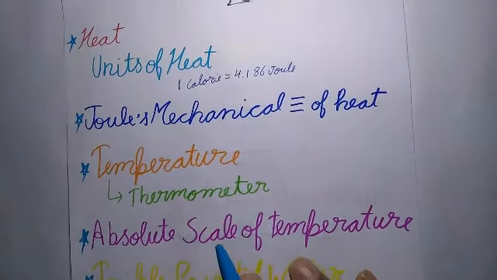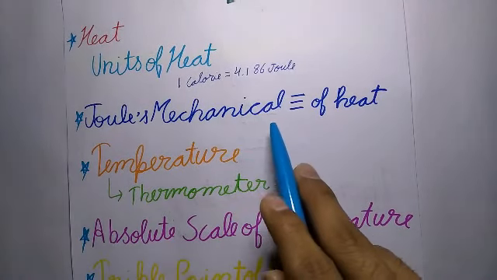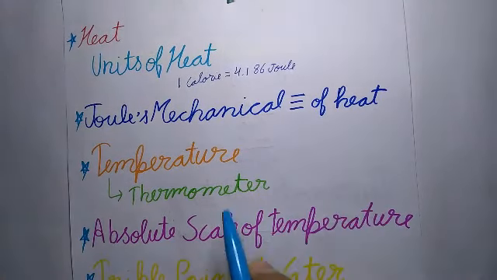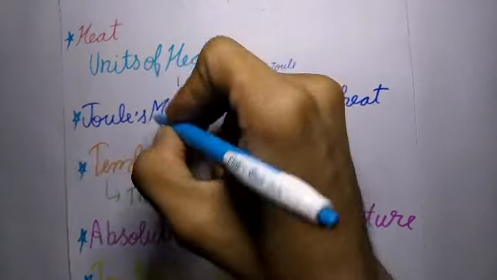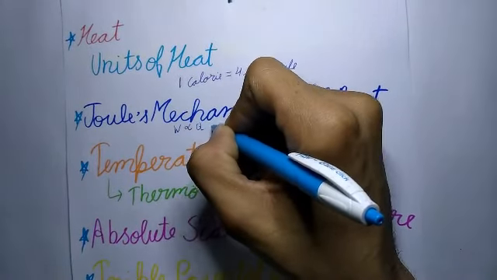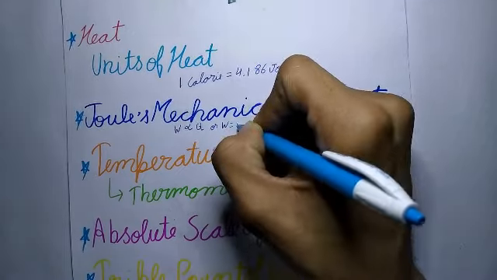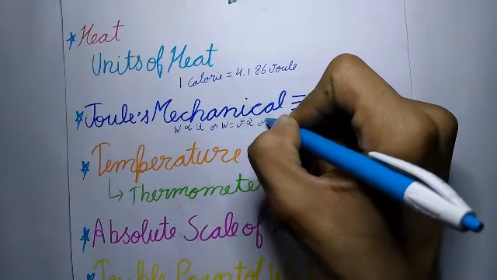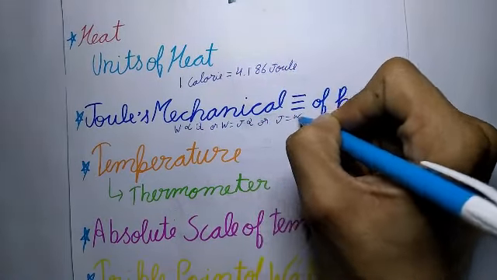Next is Joule's mechanical equivalent of heat. Whenever a given amount of work is converted into heat, always the same amount of heat Q is produced. Thus, W is proportional to Q, or we can say W will be equal to JQ, or J will be equal to W upon Q.